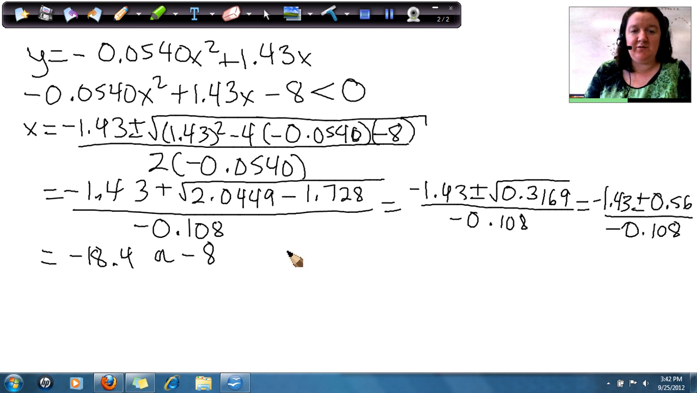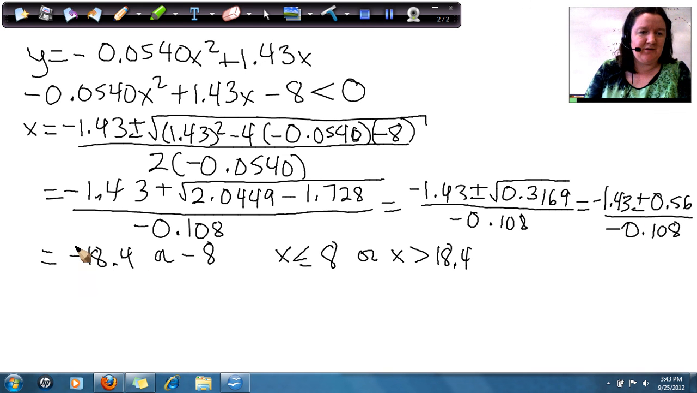So if we look at those values, we can say that x has to be less than or equal to 8, or x has to be greater than or equal to 18.4. I think I forgot to divide by the negative on the bottom, so those will both be positive. So x has to be less than 8, or x has to be greater than or equal to 18.4 feet.